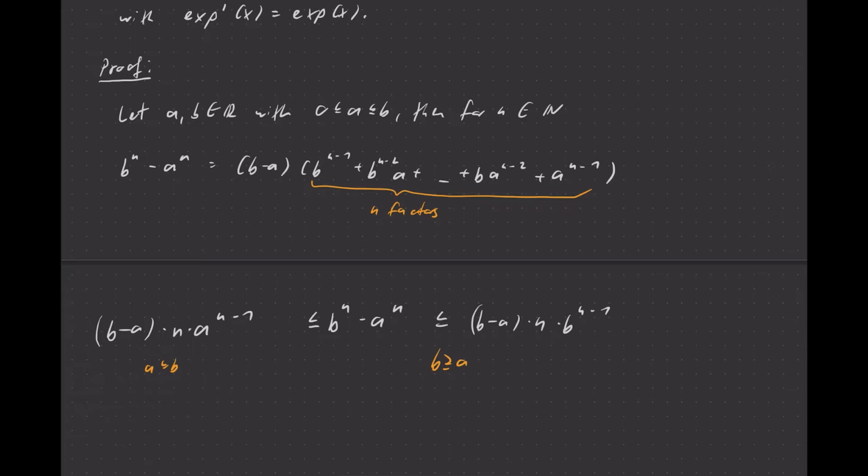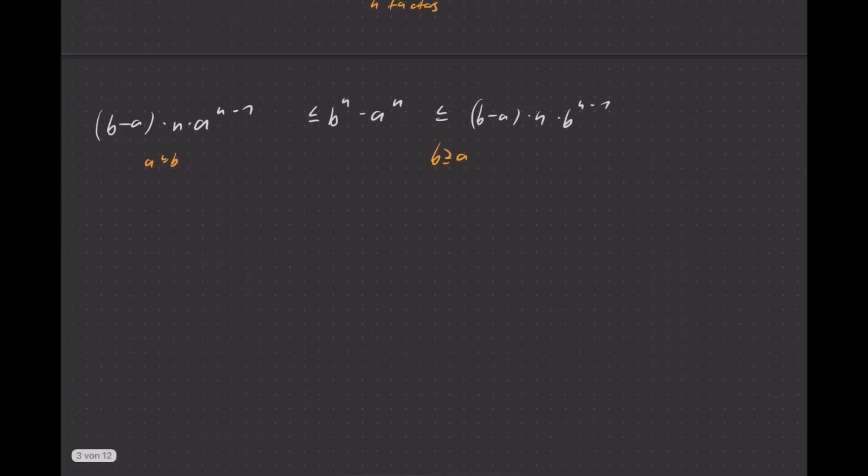Now we're going to apply this inequality, and we're going to apply it to special choices of a and b. Specifically, for x greater or equal to 0, we choose a is 1 + x/n, and we choose b is 1 + (x + h)/n for positive h.